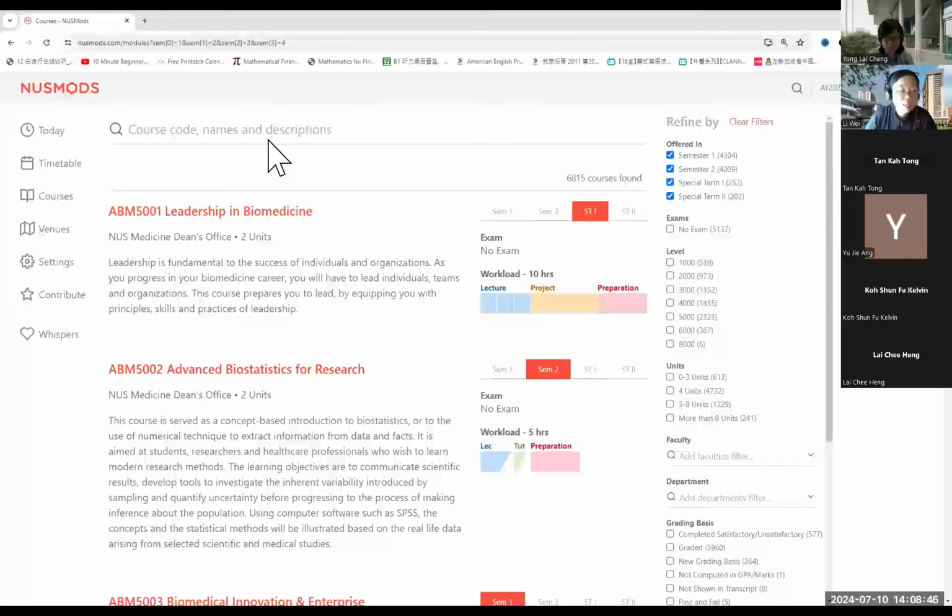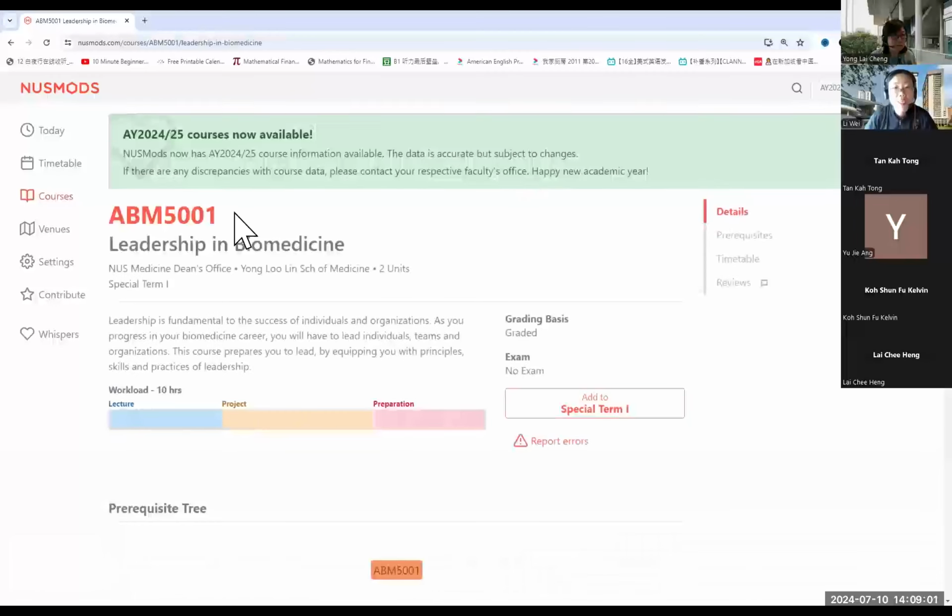Not only the QF programs, QF courses, but all the courses offered in NUS can be found here. So you can find the syllabus, the code, and the title. Including, for example, here, you can also find whether it has an exam, and if it has an exam, the exam timetable is also here. Okay, let me get back to my slides.